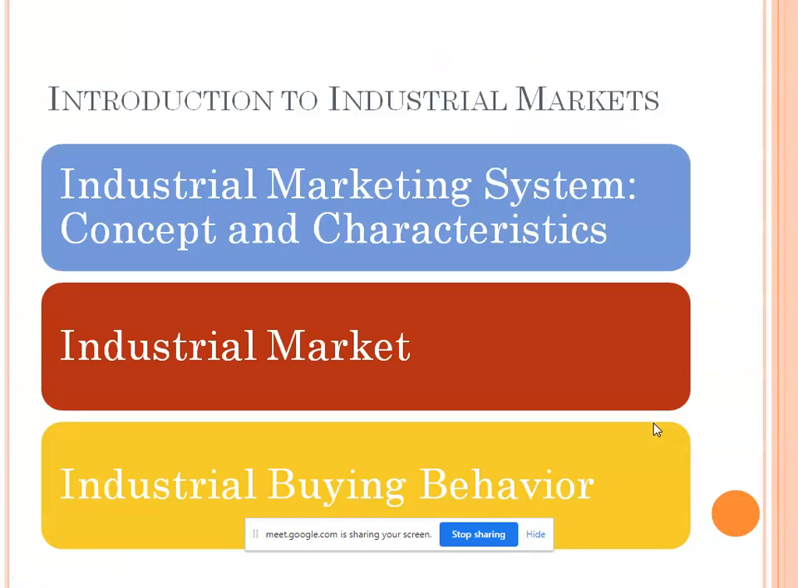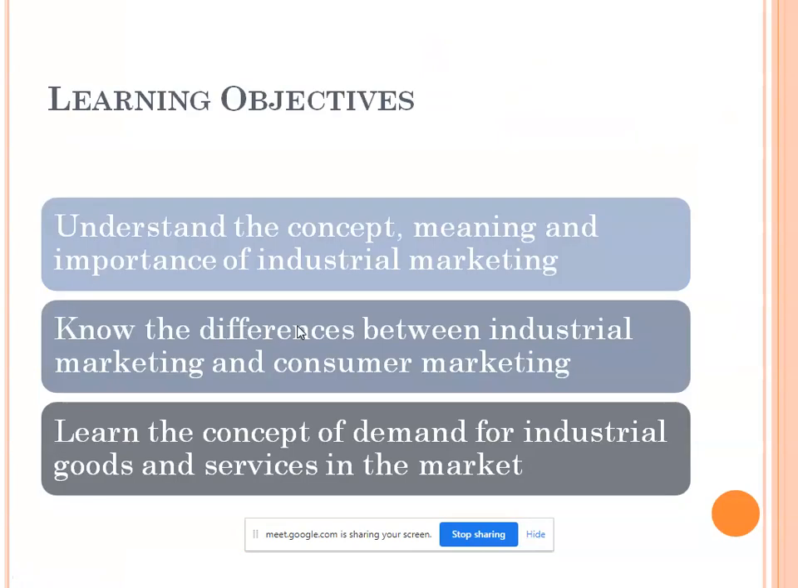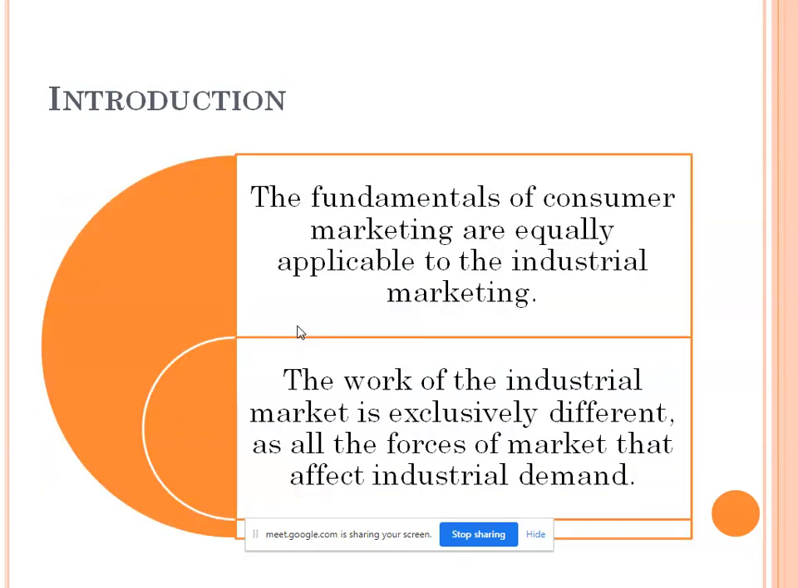So this was the introduction of the markets. First, the industrial market systems, concepts and characteristics. Then industrial markets and industrial buying behavior. So we have to learn these three chapters. So this was our first chapter. The learning objective was to understand the basic concepts of industrial marketing.